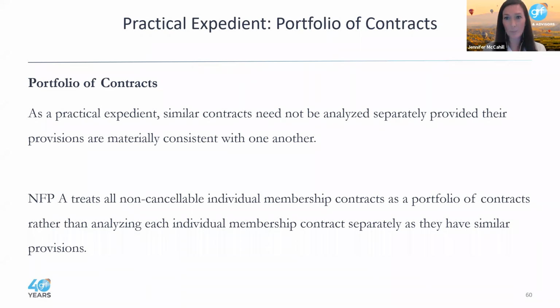And I know Amy had brought up that we have an organization where it's the opposite, that their membership categories are very different in the benefits that they're receiving. And so in that case, you wouldn't want to analyze them all together. But if there is the instance where it's basically all the same, you don't need to go through each varying level of membership tier if benefits are substantially the same.